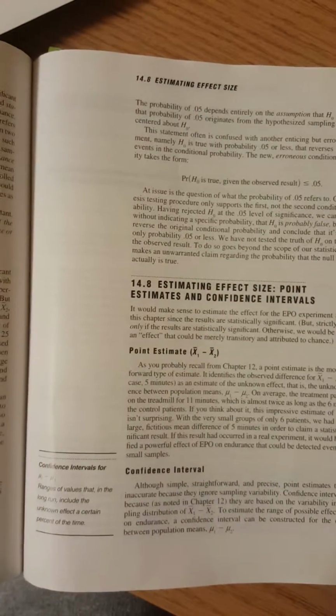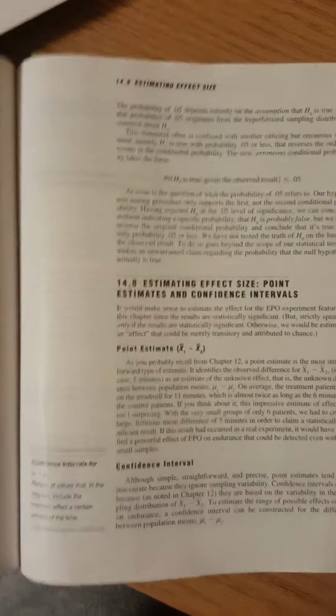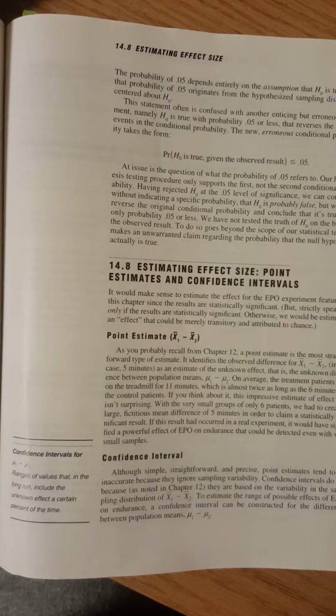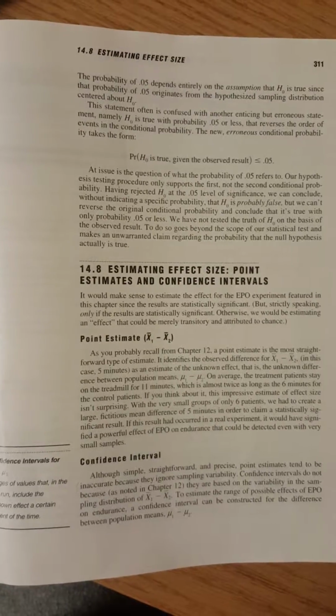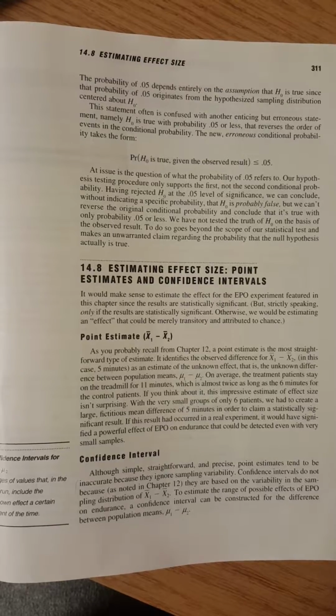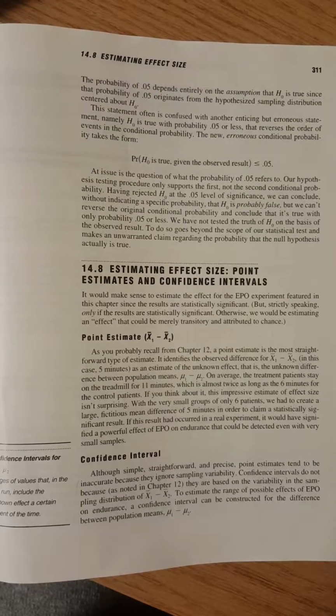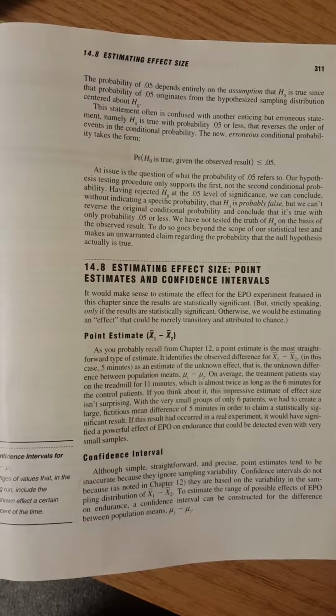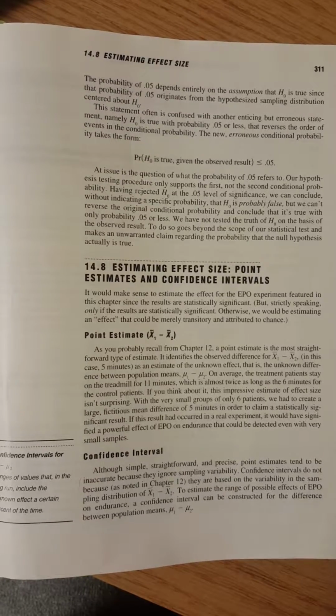14.8 Estimating effect size, point estimates, and confidence intervals. Point estimate, x bar 1 minus x bar 2. It identifies the observed difference for x bar 1 minus x bar 2 as an estimate of the unknown effect, that is, the unknown difference between population means, mu1 minus mu2.